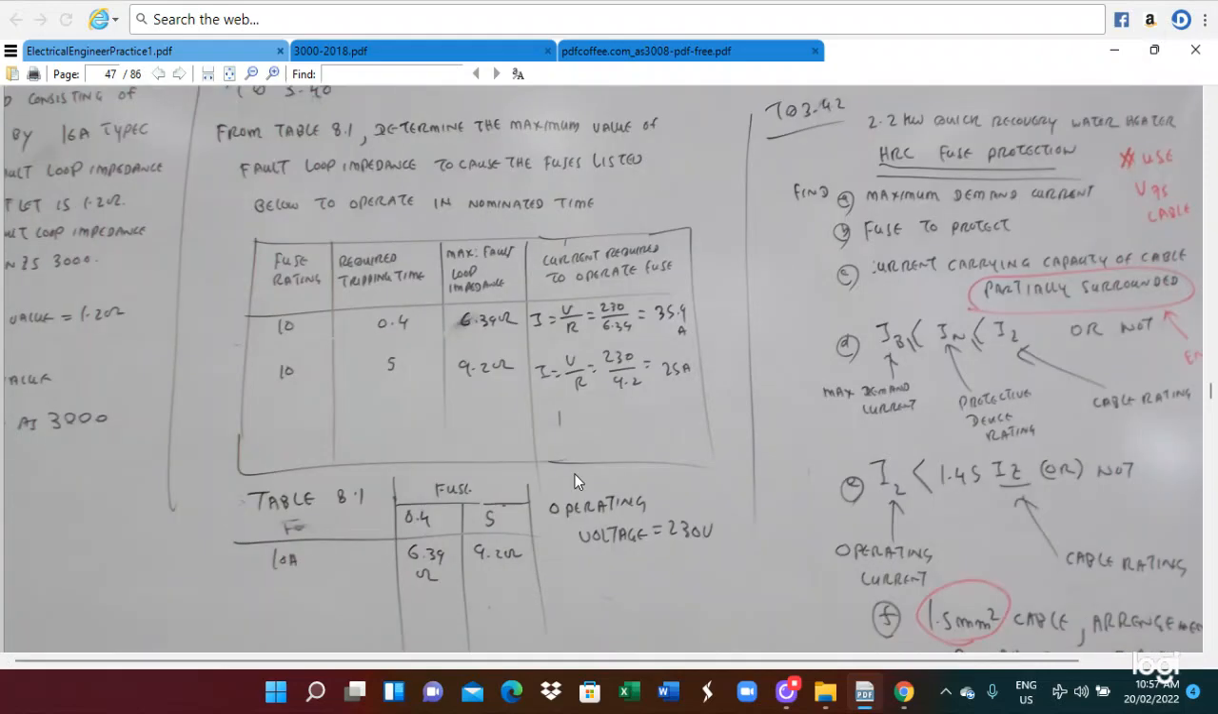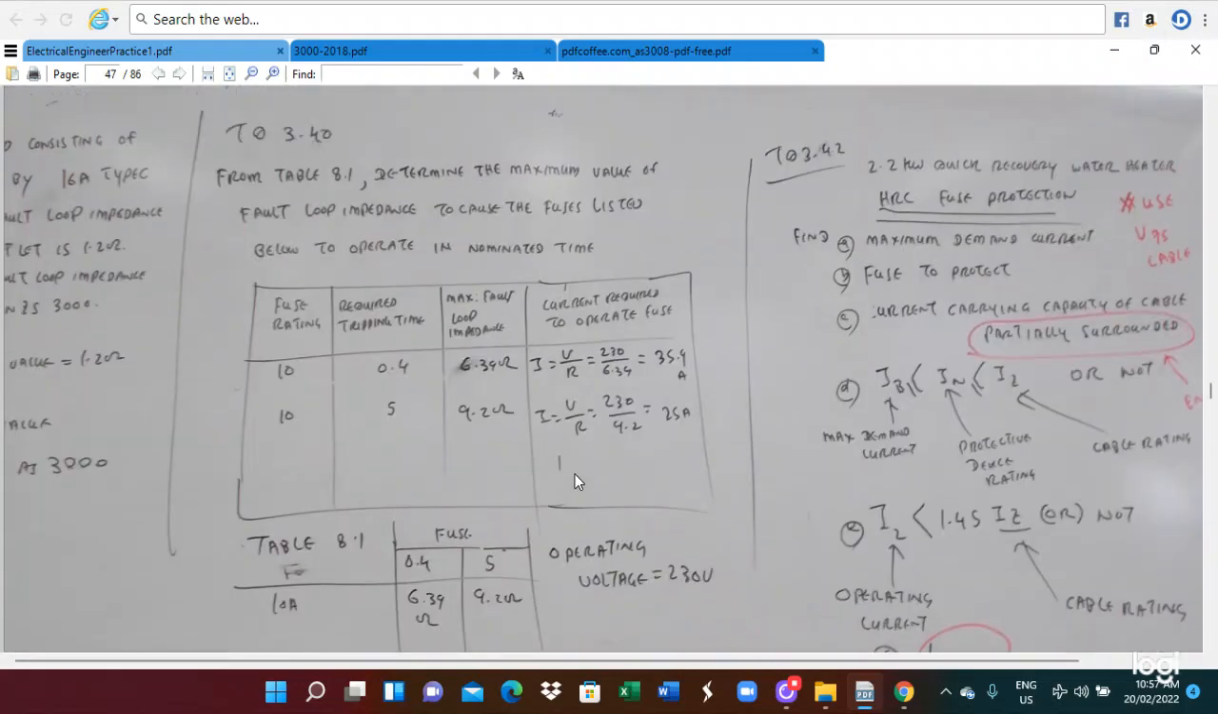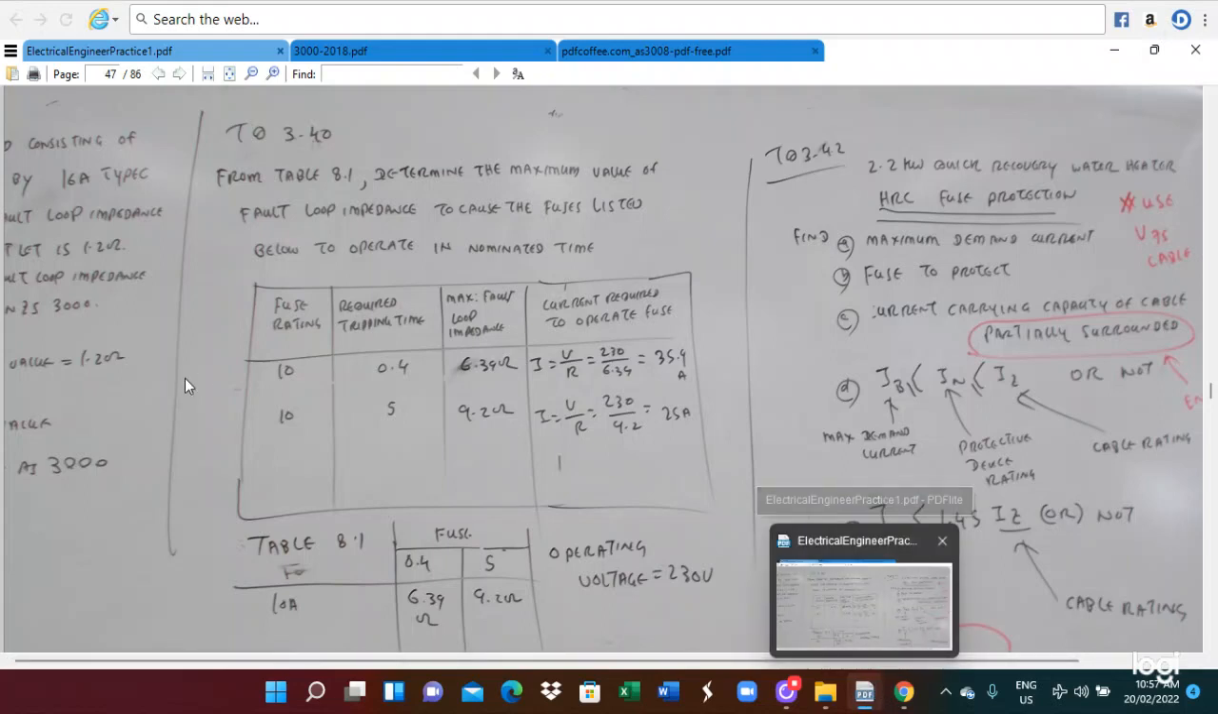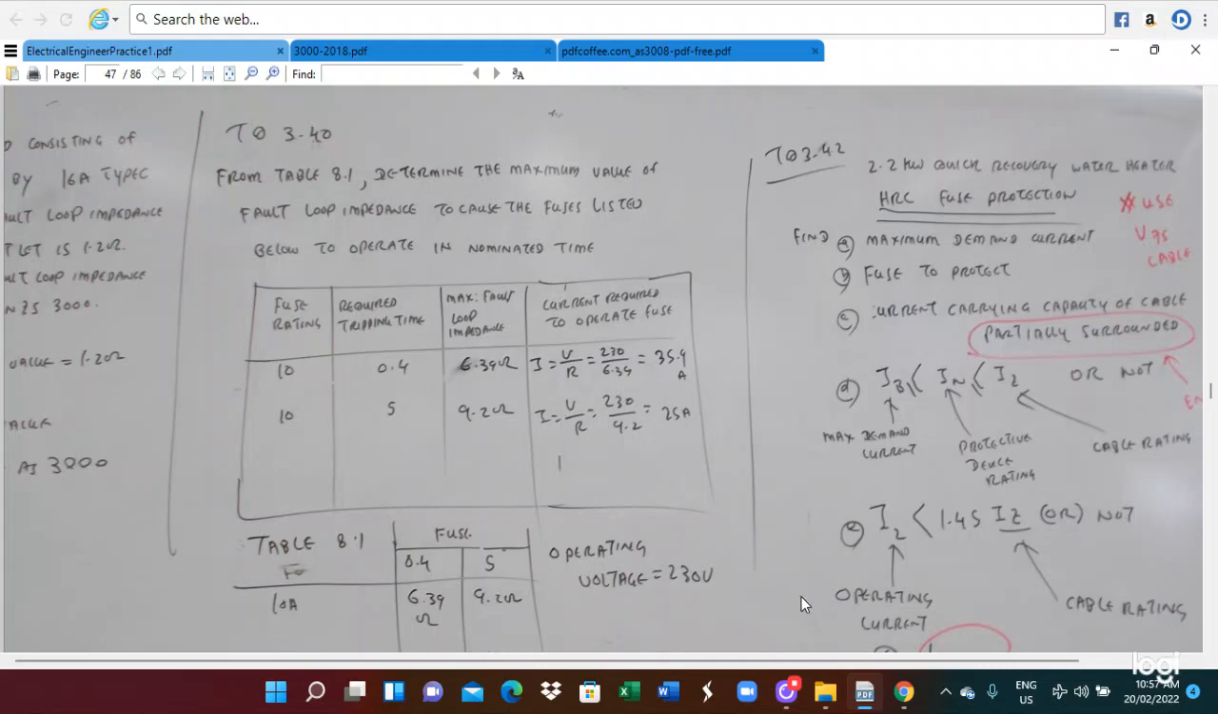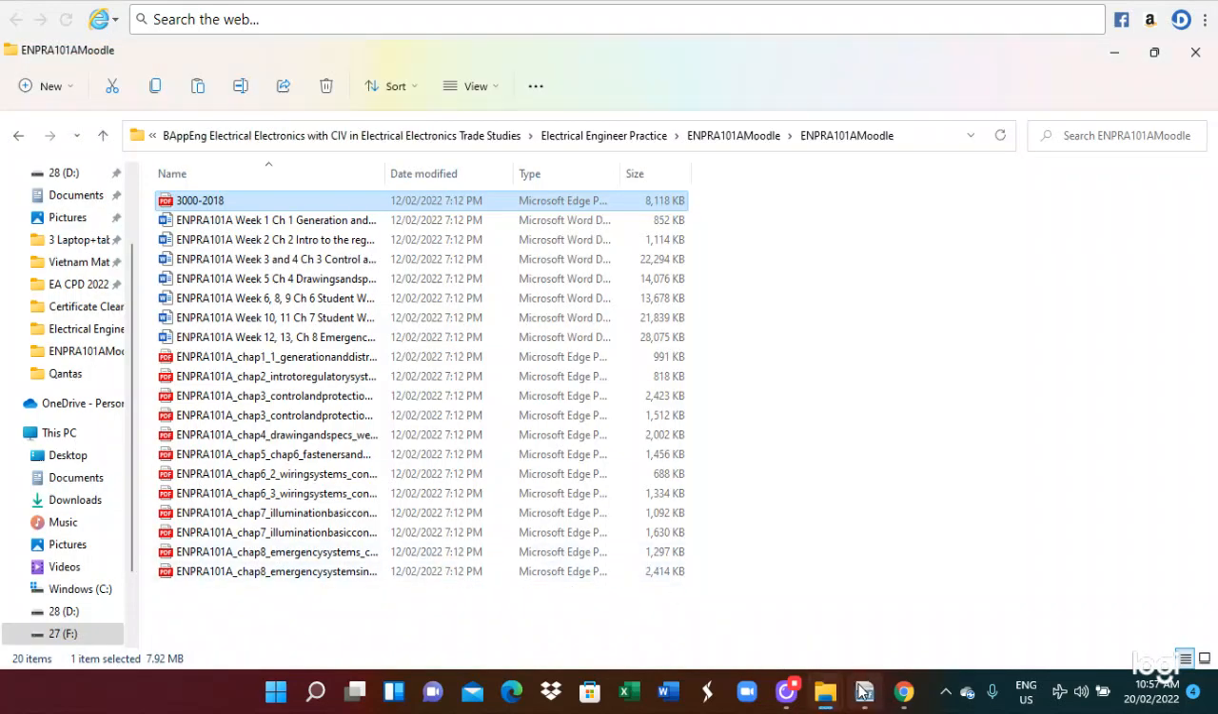This problem is from table 8.1, where we determine the maximum value of fault loop impedance to cause the fuse below to operate in the nominated time. So the fuse rating is 10 ampere, required tripping time is 0.4 second. We have to determine the fault loop impedance for the 10 ampere, 0.4 second fuse.